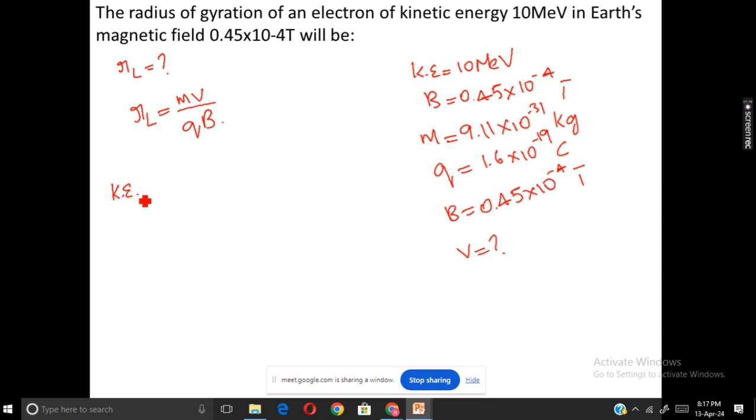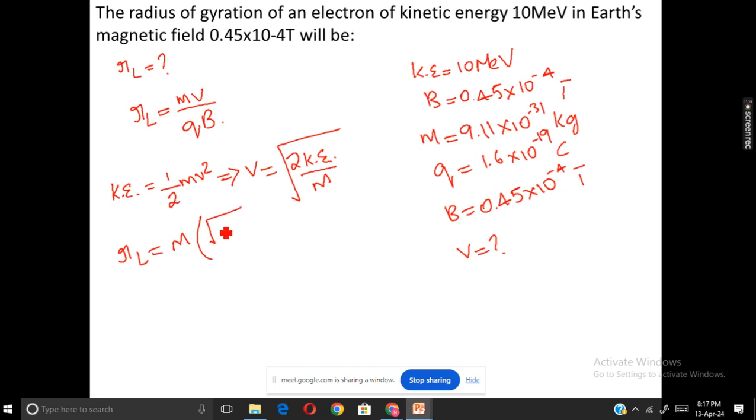So kinetic energy is basically half mv squared, which implies the velocity will be root of 2 into kinetic energy by m. So here we know what is kinetic energy and we know what is m. So we can simply substitute v into R. So RL will become m into root of 2 kinetic energy by m divided by qB. It will become root of 2 kinetic energy into m by qB.